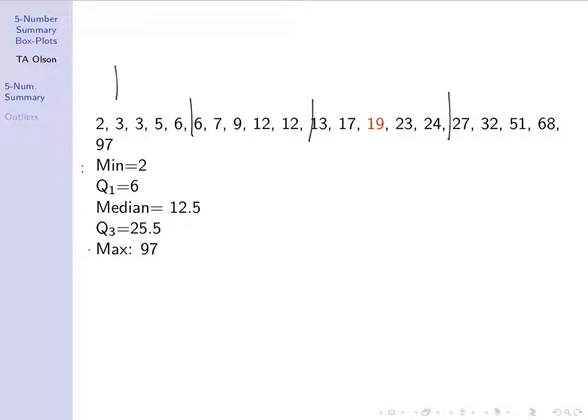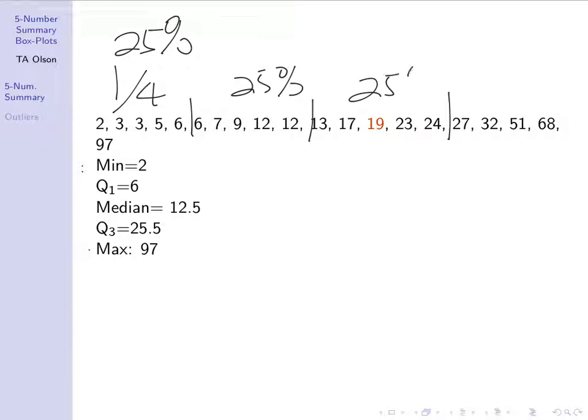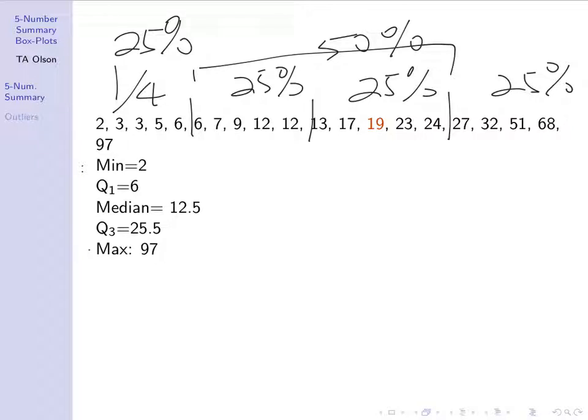There's a quarter of the data in here. 25% of the data is in here. 25% or a quarter of the data is in here. 25% of the data is in here. And 25% of the data is in here. Something I'm going to mention in a little bit: 50% of the data is between Q1 and Q3.